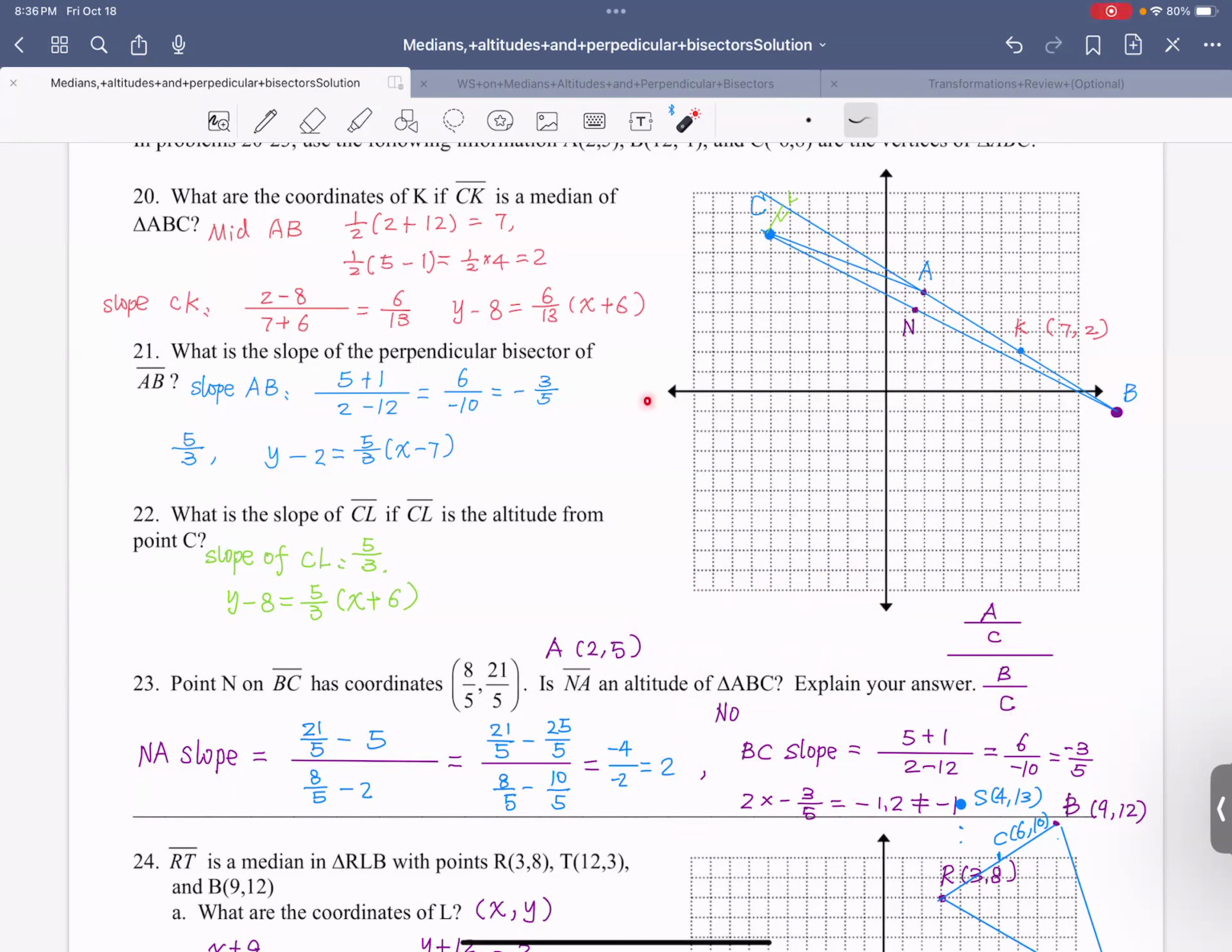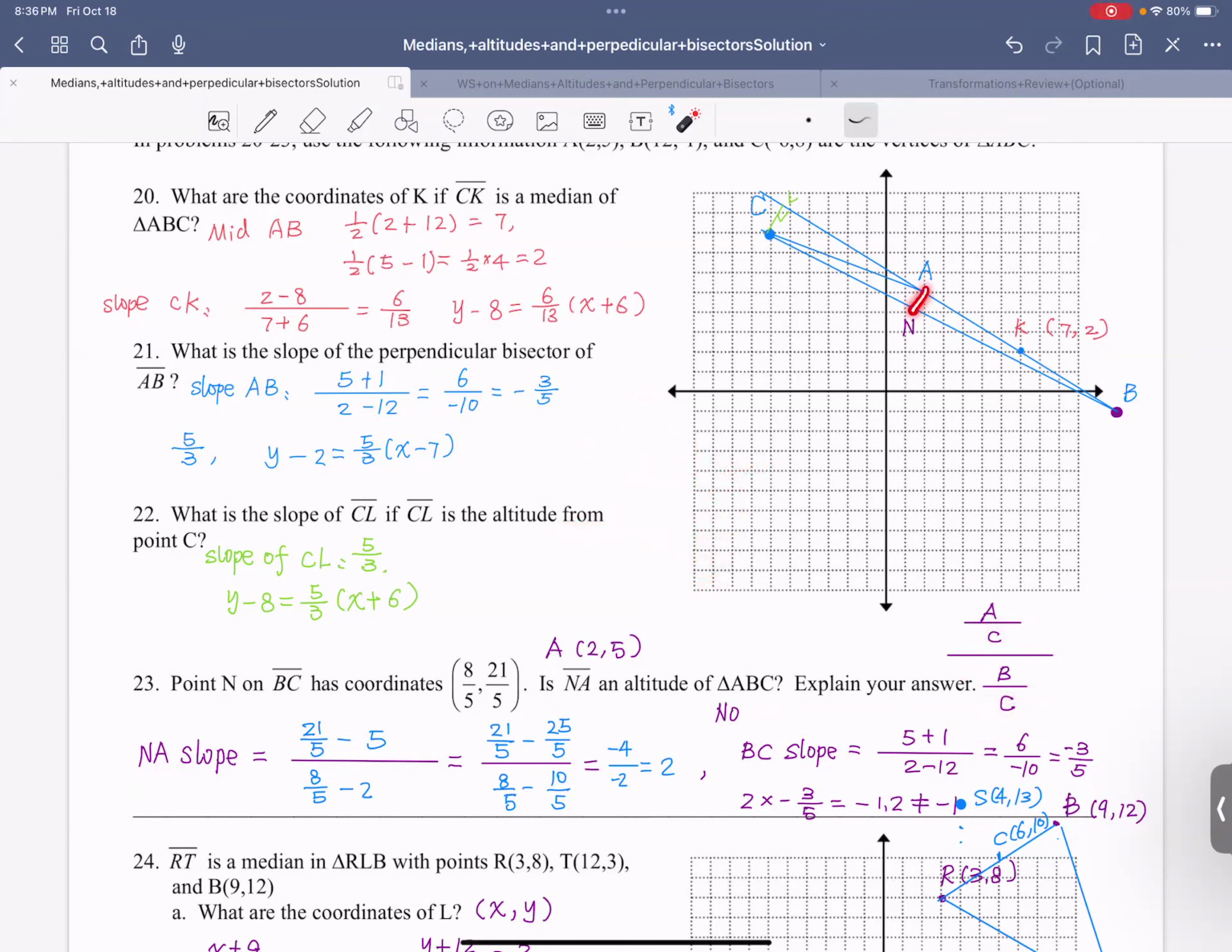But if you have A over C over B, some people say cancel the C. No, you cannot cancel this C. This C is not in the same position. When the C is in the same position, you can cancel. This C, no, you cannot do that. Don't confuse yourself.